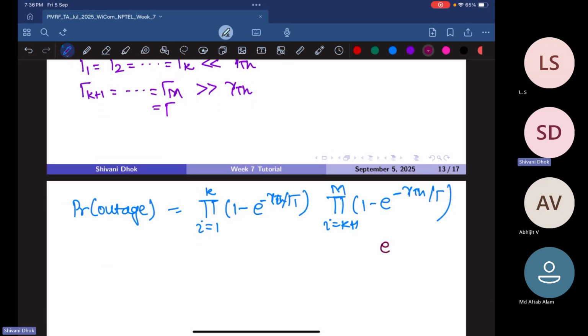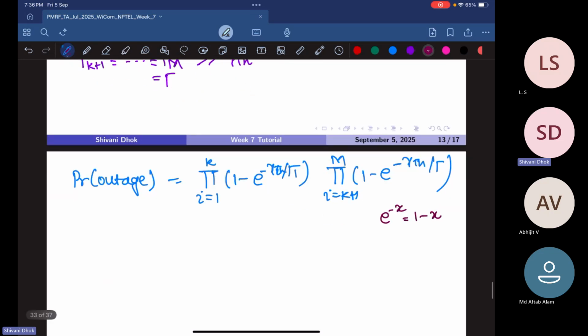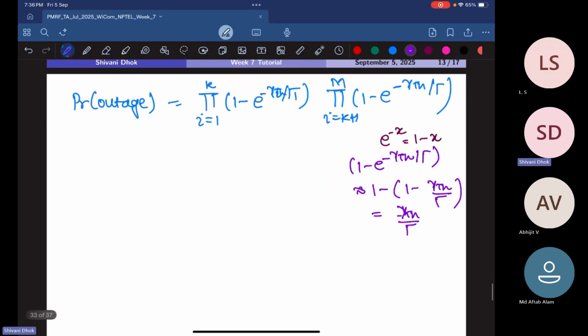Now e power minus x is 1 minus x plus some higher order terms. For large SNRs, those higher order terms we can completely neglect. Using that, 1 minus e power minus gamma th by capital gamma is basically equal to gamma th over gamma. Similarly here, gamma th is much greater than gamma 1, which means this quantity is approximately 1 minus 0, which is equal to 1.